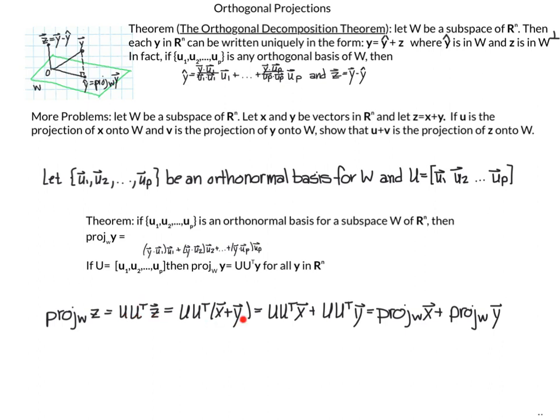So now the projection of z onto W is equal to U transpose z. But z is equal to x plus y, and by properties of matrix multiplication, because it's linear, this is U transpose x plus U transpose y. This is the projection of x on W. This is the projection of y on W. And that's exactly what I wanted to prove.